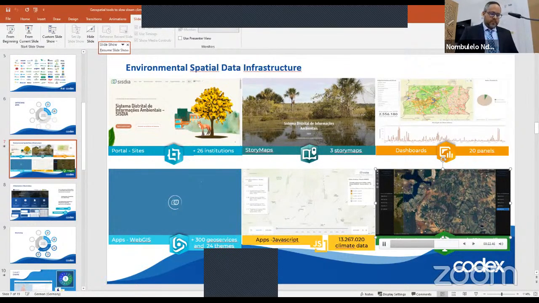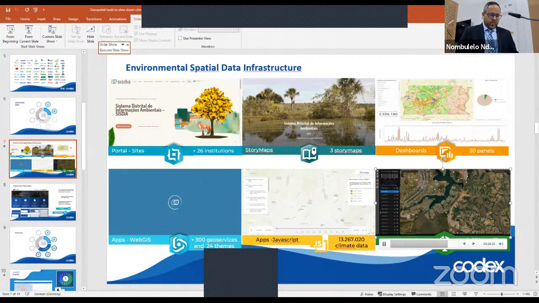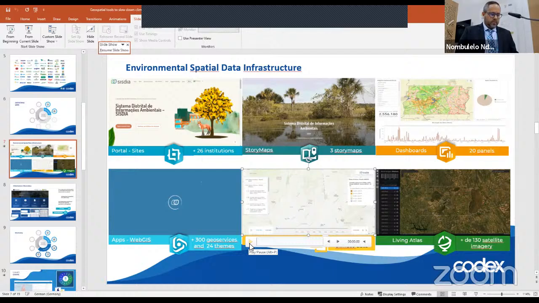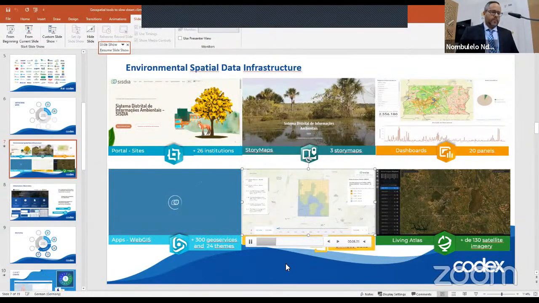In these videos, we can see the developments such as the website, the portal, story maps, the geographic information system, and some customized applications for climate change. Here on the bottom in the middle, we can see how the temperature is behaving throughout the years. And the last one is about the Living Atlas on the Esri platform that gives us a lot of information from other sources.